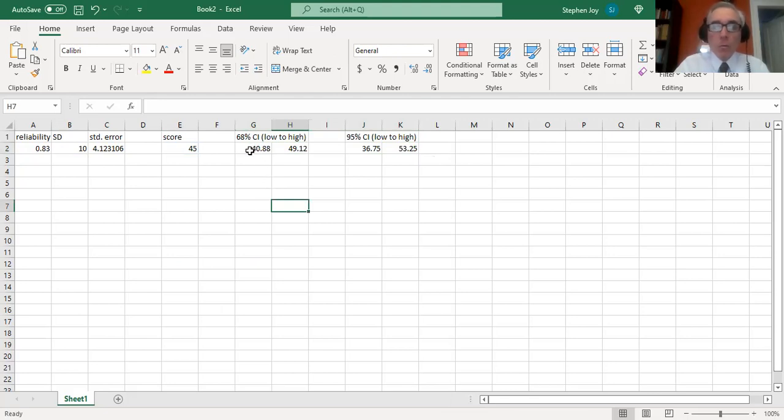So the range is from 40.88. Honestly, you could even round that up to 41, up to 49.12. So basically 41 to 49 is the range within which we are reasonably confident, better than 2 to 1 odds, that this person's true score falls. 36, 37 up to about 53 is the range within which we're like 95% sure their score falls. Again, spreadsheets can be quite handy for this if you need to do a number of cases. Otherwise, you're probably just as well off doing it by hand with your handheld calculator.